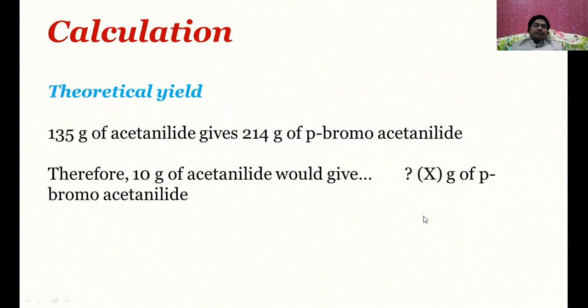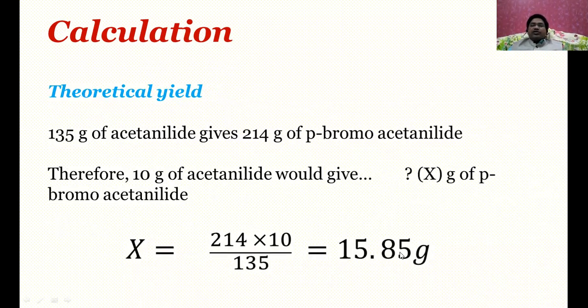Now the calculation. Theoretically, if 135 grams of acetanilide gives 214 grams of para-bromoacetanilide, then the 10 grams of acetanilide that we used for our practical gives how much para-bromoacetanilide? And this is going to be 15.85. This is the theoretical yield.